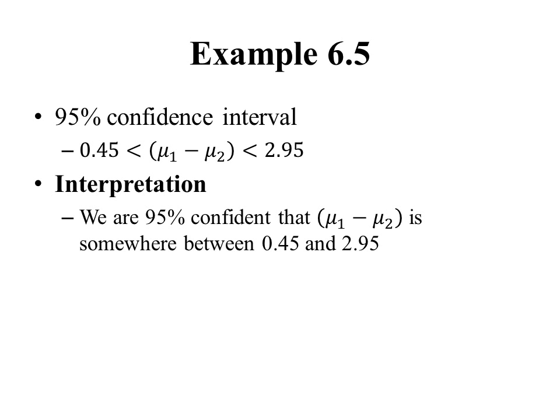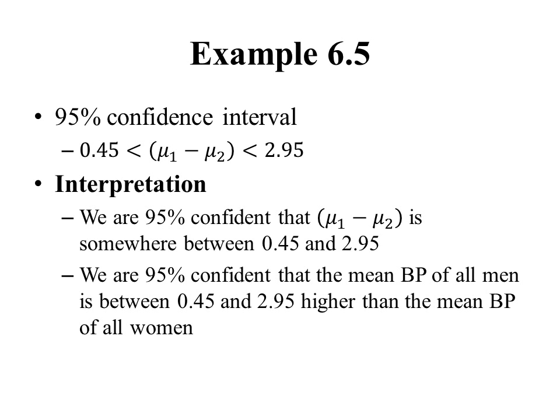So we would interpret this by saying that we are 95% confident that mu1 minus mu2 is somewhere between 0.45 and 2.95. Or in other words, we are 95% confident that the mean blood pressure of all men is between 0.45 and 2.95 units higher than the mean blood pressure of all women. So men's blood pressure is somewhere between about half a point higher and 3 points higher than women's.